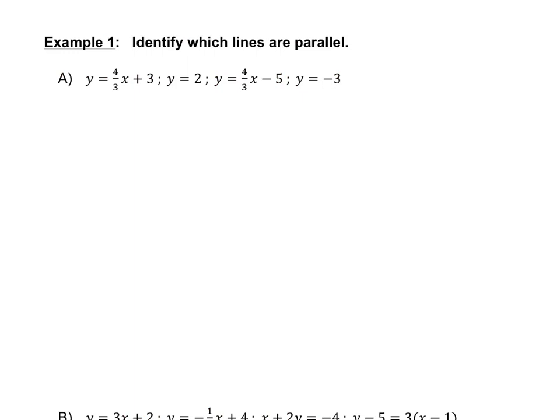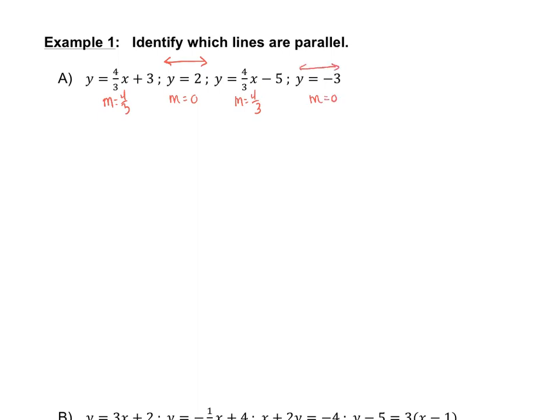In example 1, we need to identify which lines are parallel. To do this, we need the slopes. All of our equations need to have the y isolated to see this, which they are in this case. So this one, the slope is m is 4/3. On a y equals 2 equation, the x must have been multiplied by 0 because it's gone. So I know that the slope is 0. M equals 4/3 and m equals 0.